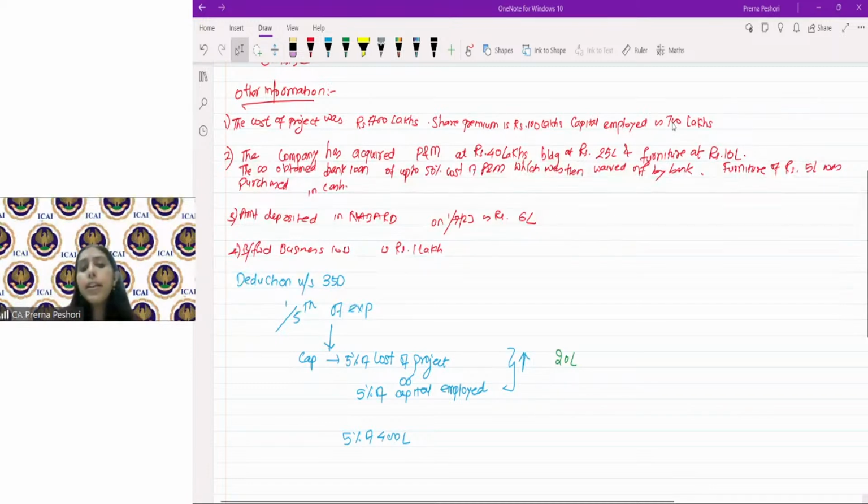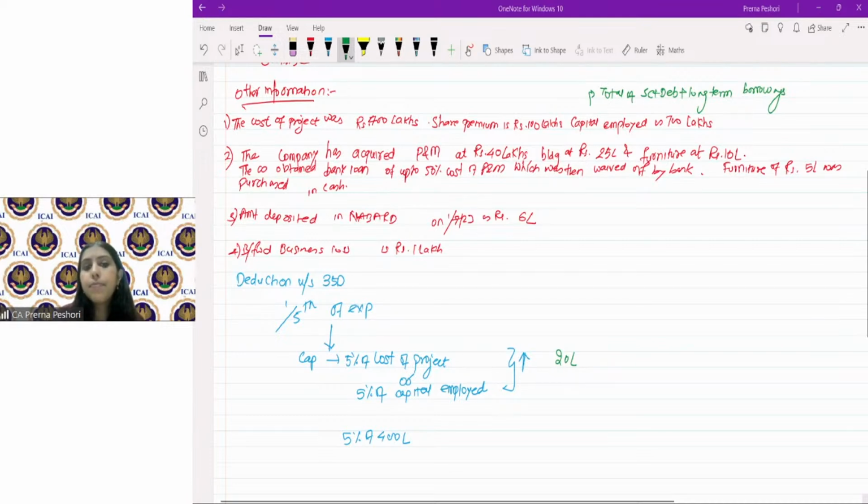The capital employed is the issued share capital, the debentures, and the long-term borrowings. The capital employed means what? The total of share capital plus debentures plus long-term borrowings. So whether share premium will get added or not in this case.